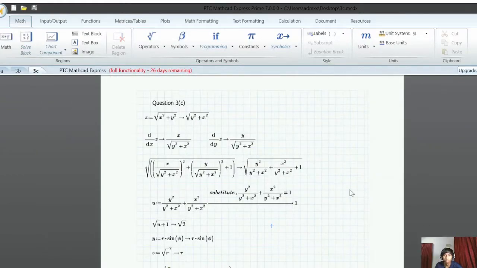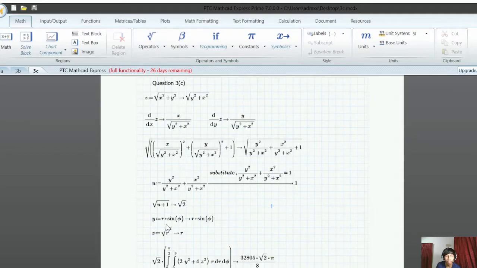Okay, this is the question 3c, this is the equation. And when we differentiate x, we get this answer. And when we differentiate y, we get this answer. So we put in the formula, and we get this answer. Because the simulation cannot solve the equation, we just solve manually, which is equal to 1. So we get the answer is 1. So we got 1 plus 1 is this answer.